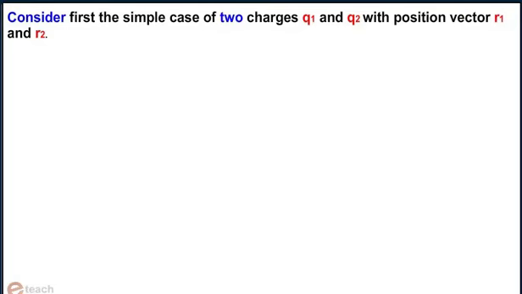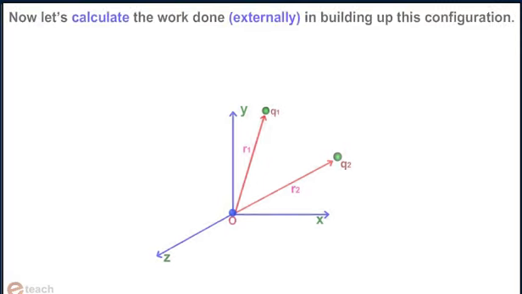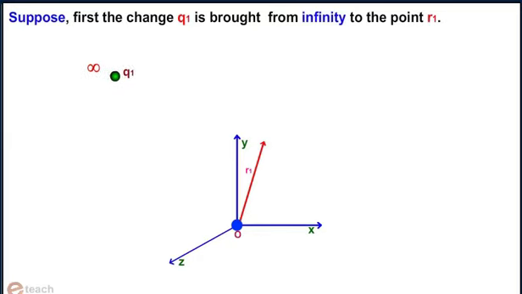Let us study potential energy of a system of charges. Let us consider first the simple case of two charges q1 and q2 with position vectors r1 and r2. Suppose the first charge q1 is brought from infinity to the point r1.